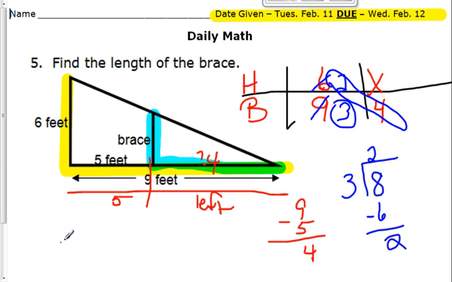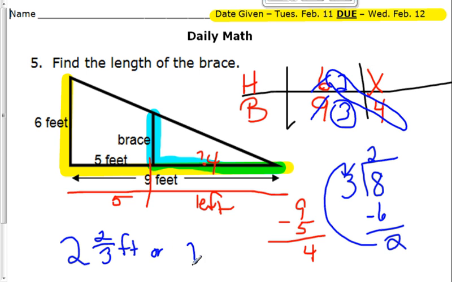So my answer here is going to be 2 whole. And I always take a remainder and put it over what you're dividing by. So 2 2/3 is my final answer. 2 2/3 feet. Now, if you did divide it out, if you kept going and adding a decimal, then it would be 2.66 with the line above the 6. So 2 66/100ths, that repeats. Okay.